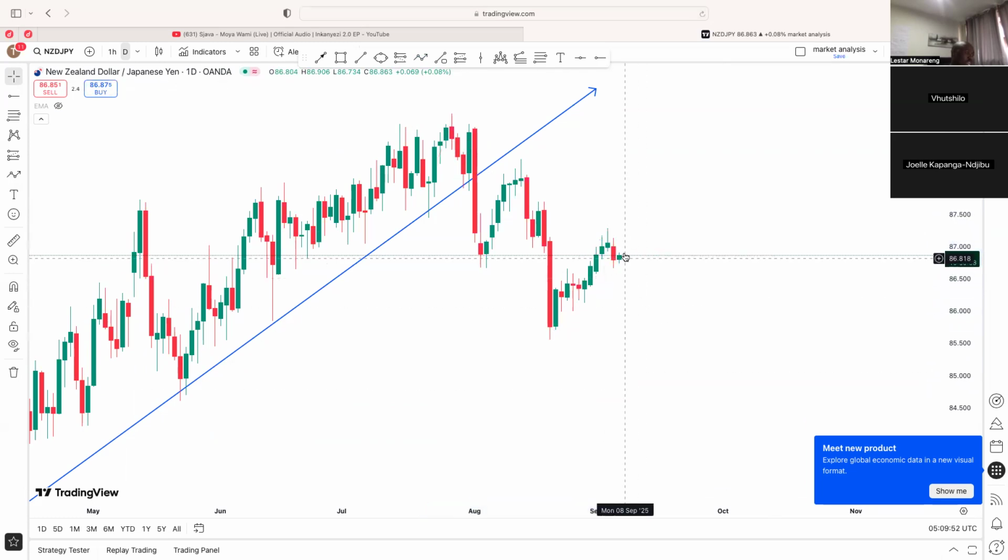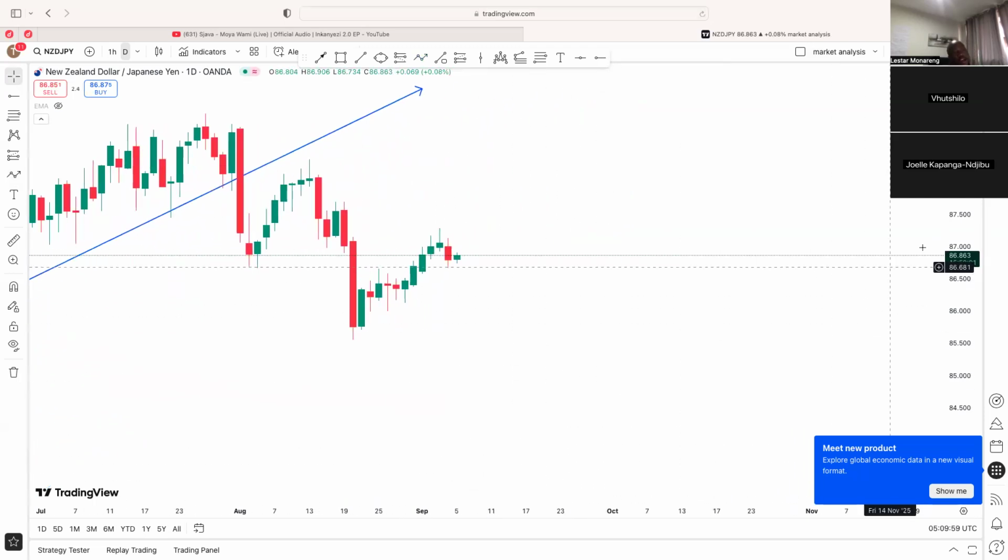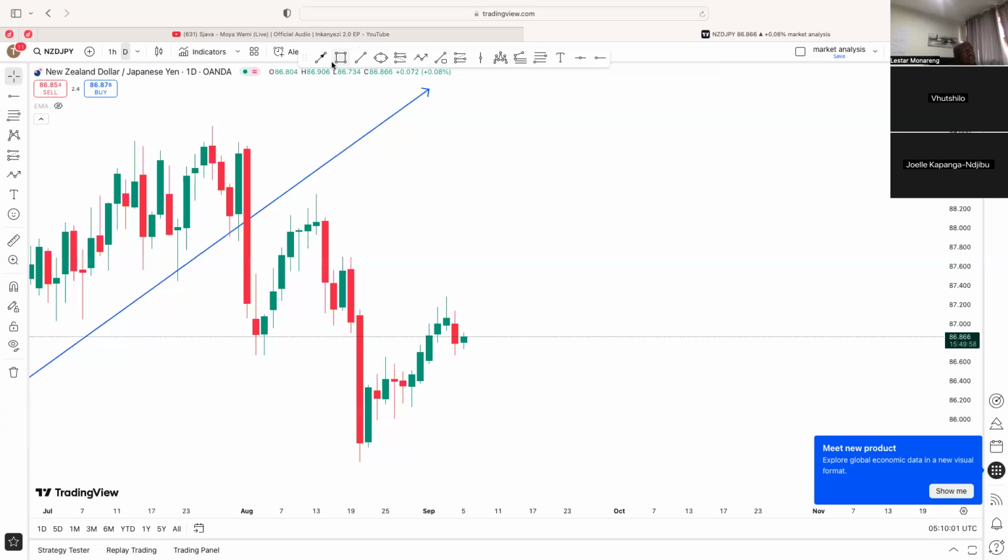That's what they're doing. We already have a doji. We already have a bearish hammer pin bar right there. If we combine these three candlesticks, what is that candlestick pattern, Miss Kapanga?